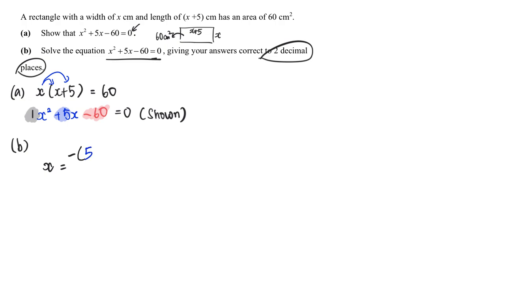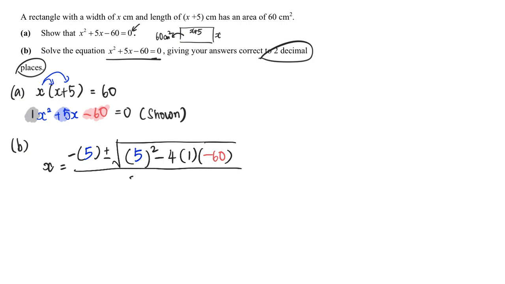So I'm going to substitute into the formula. b squared minus 4ac, negative 60, the whole thing over 2a. a is 1. Alright, and from here I will have negative 5 plus or minus the square root of 265, the whole thing over 2.